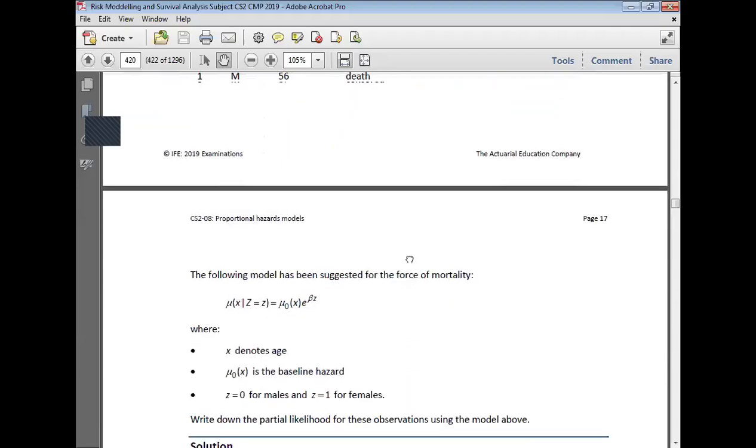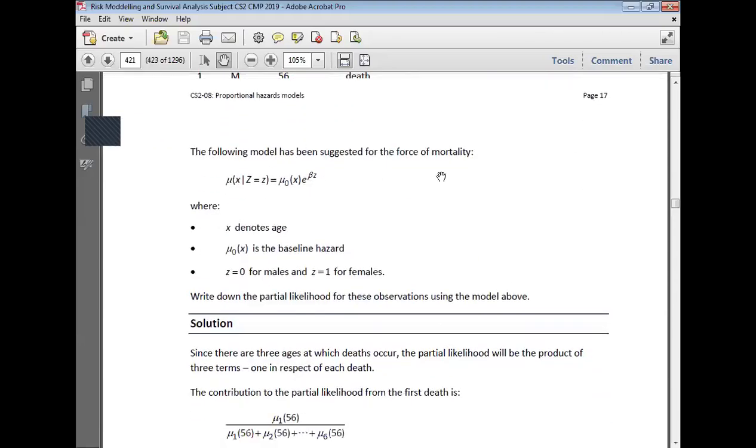Now let's see what we have to do. The following model has been suggested for the force of mortality. Don't be bogged down with the notation. We studied lambda, but here I have a mu, that's fine. This mu here is nothing but the baseline hazard, mu_0(x), times e raised to beta z. There is only one covariate here, which is the gender. This z takes value 0 for a male and 1 for a female, and x denotes the age factor.